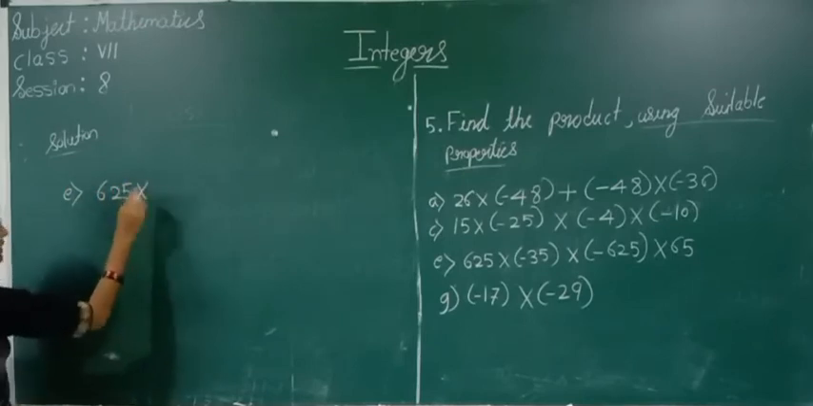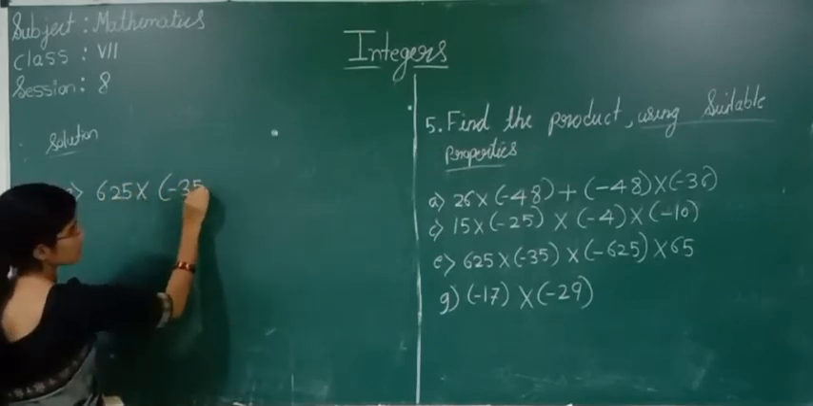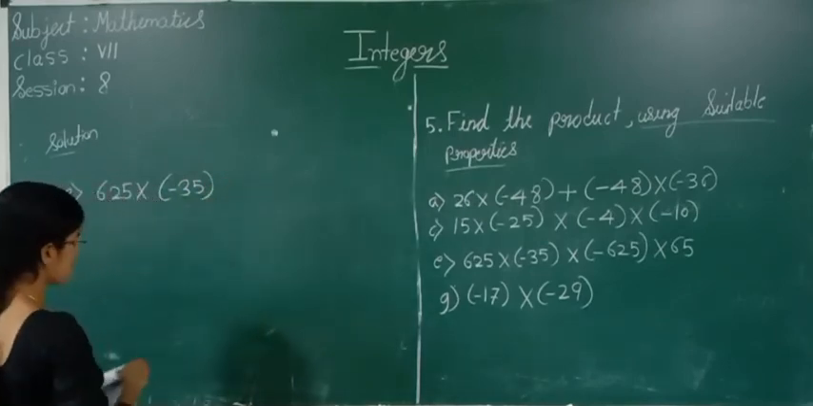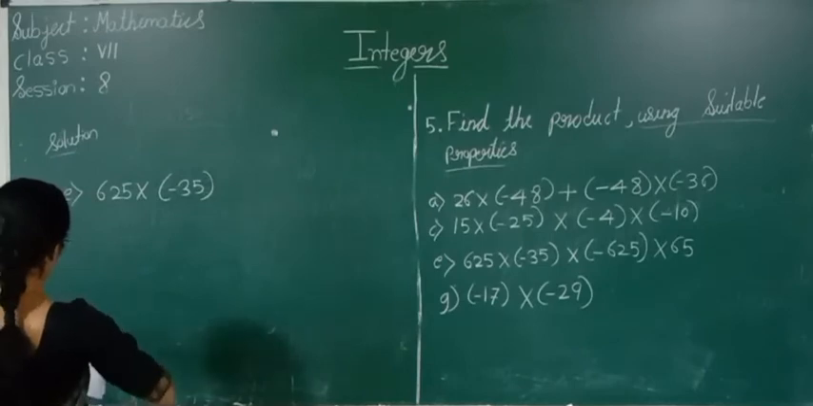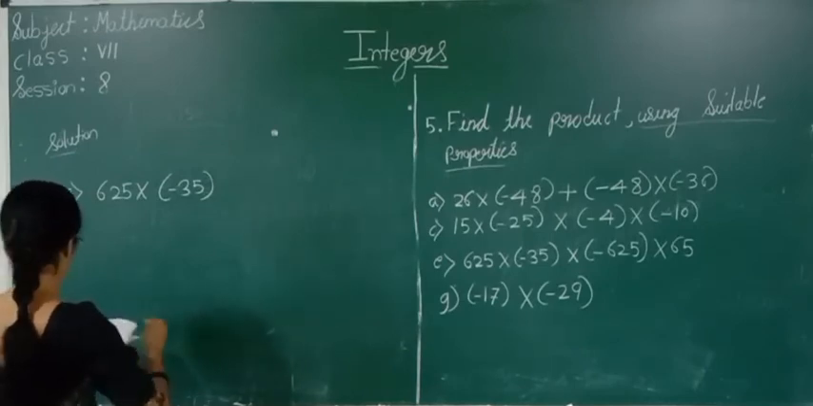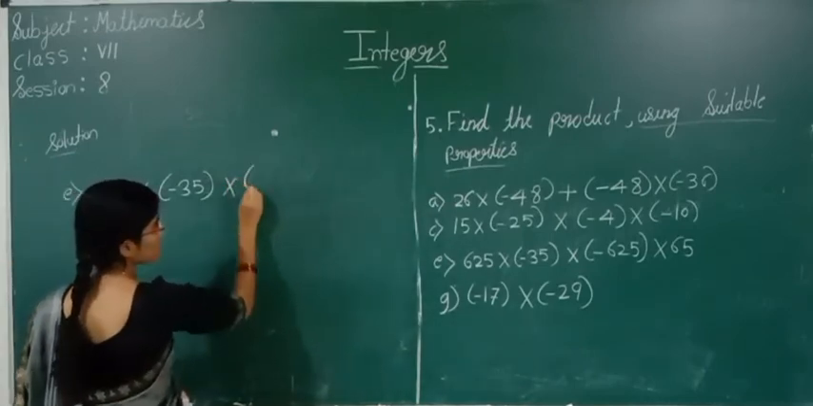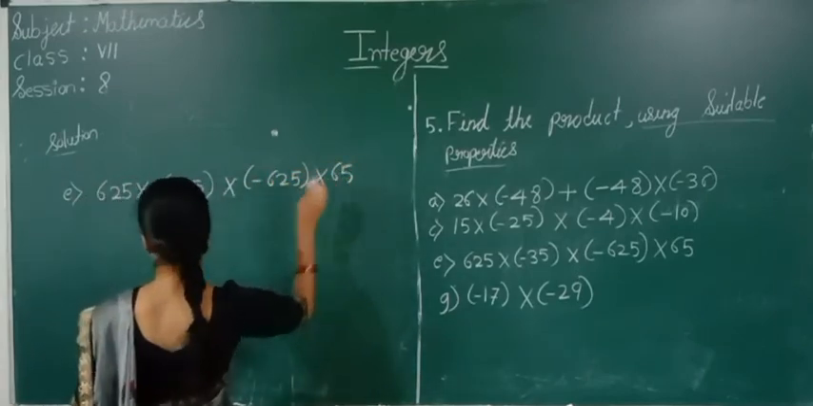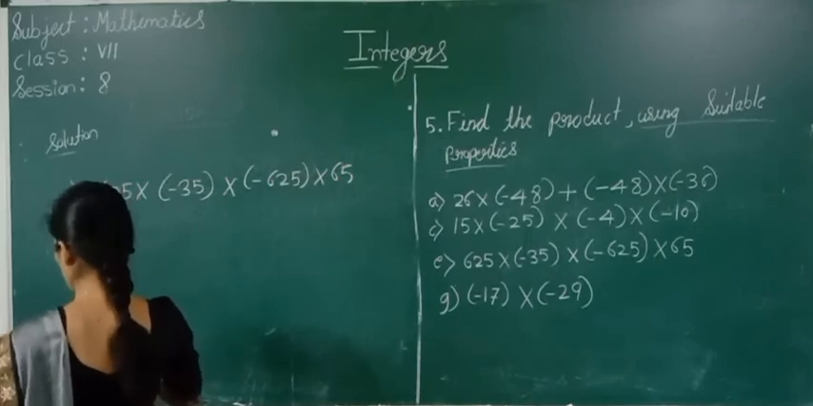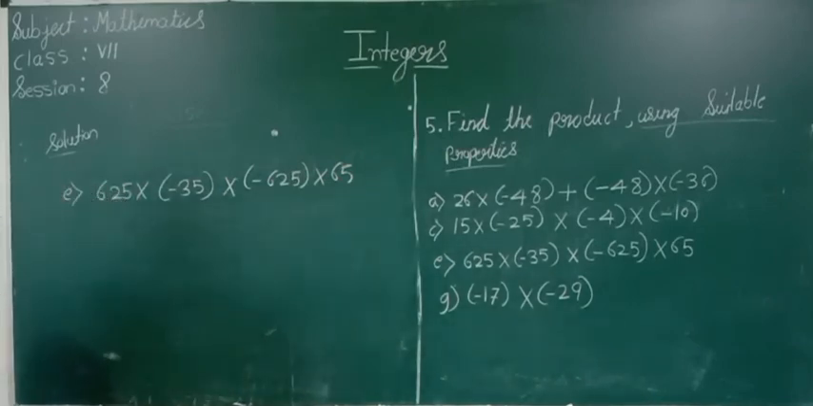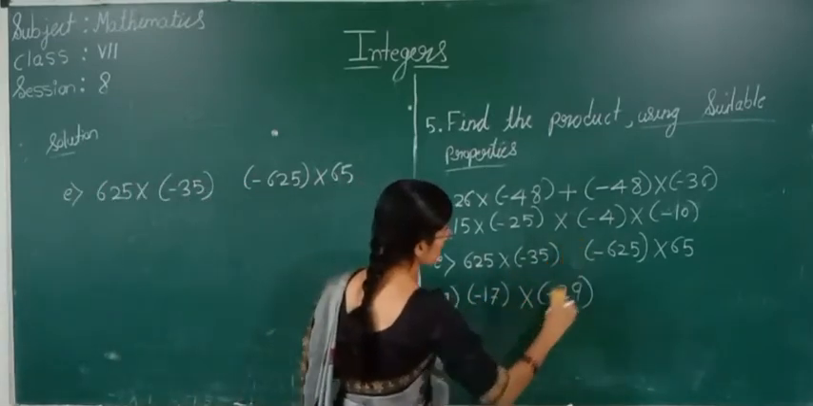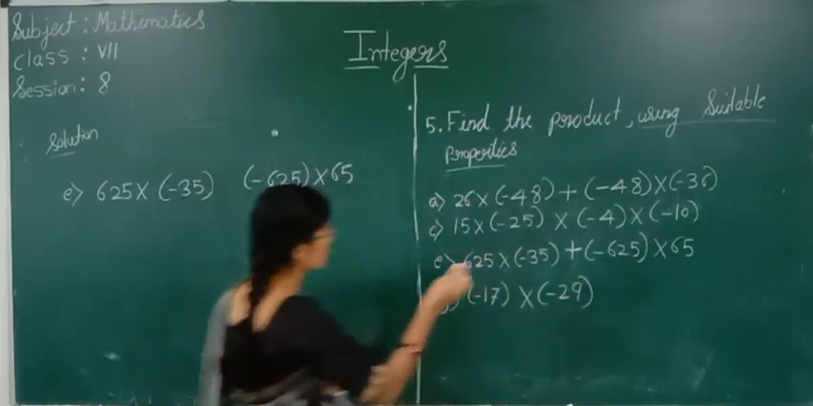625 multiplied by minus 35, but it is multiplied by minus 625 multiplied by 65. So this is the E1. What is that? Okay, it should be plus here. Okay, the question I have written, it should be plus.